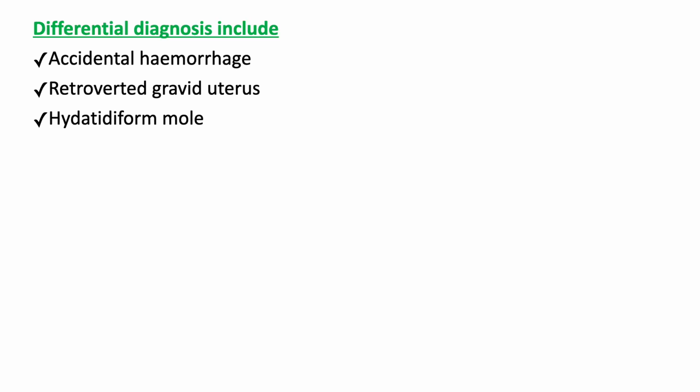Differential diagnoses include accidental hemorrhage, retroverted gravid uterus and hydatidiform mole. So when you are diagnosing a case of acute polyhydramnios, you also have to look for accidental hemorrhage, retroverted gravid uterus and hydatidiform mole.